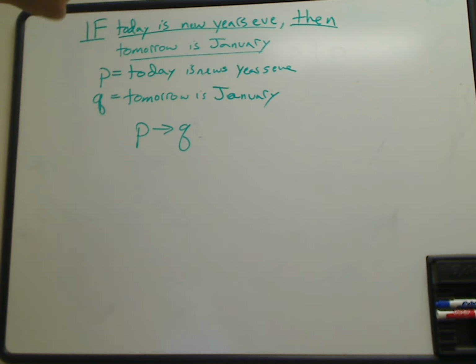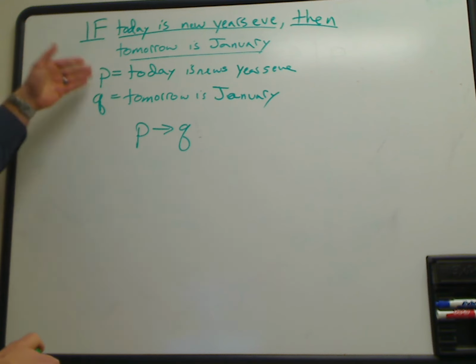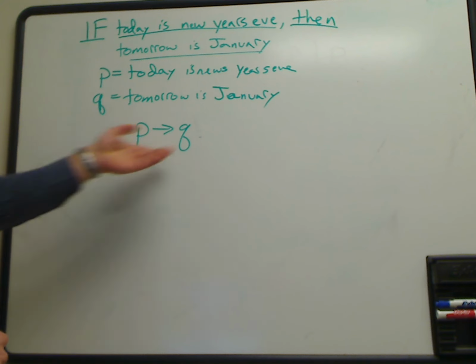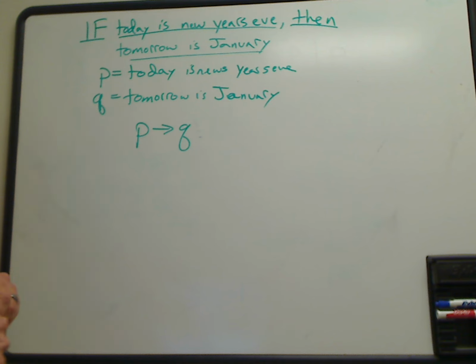Now, if we take our original statement, if today is New Year's Eve, then tomorrow is January, this conditional statement, and we assume that P is today's New Year's Eve and Q is tomorrow's January, we can write this conditional statement as P implies Q, as is shown here.